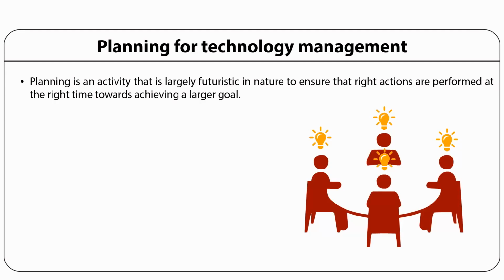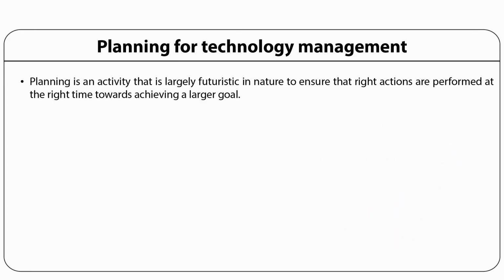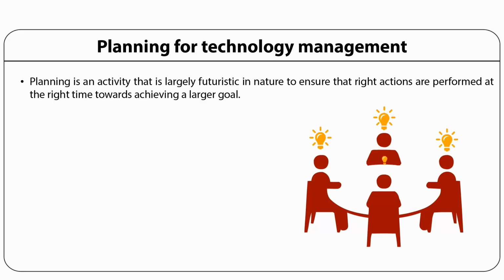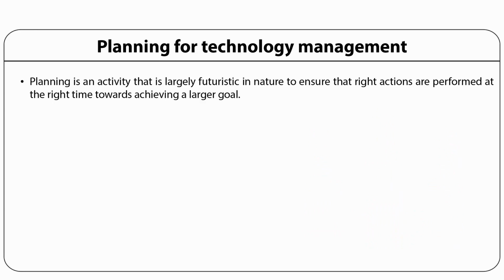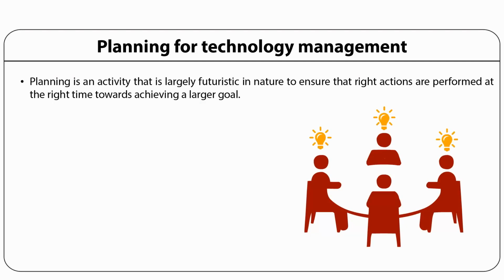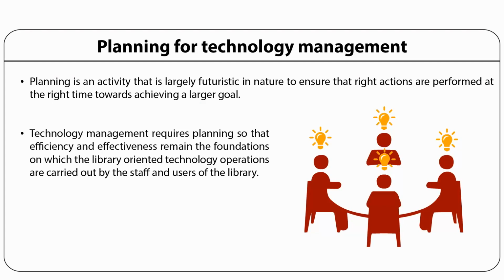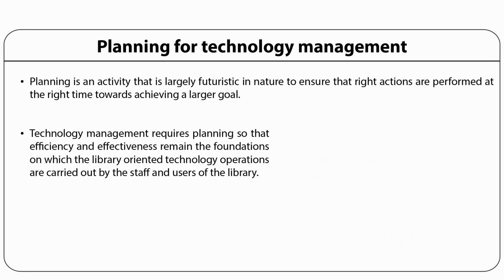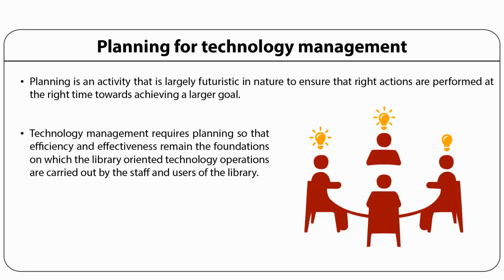So the whole idea of planning is that our needs, requirements, and activities that are to be performed in future are carried out in a smooth, efficient, and effective manner. Now, technology management requires planning so that efficiency and effectiveness remain the foundations on which the library-oriented technology operations are carried out by the staff and the users of the library.